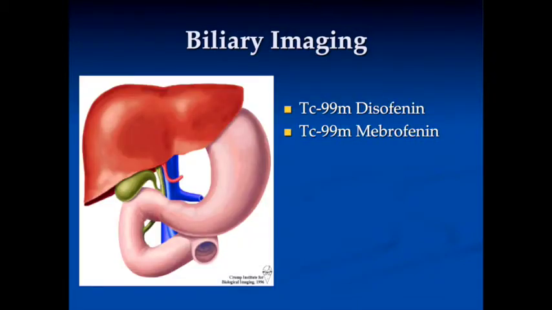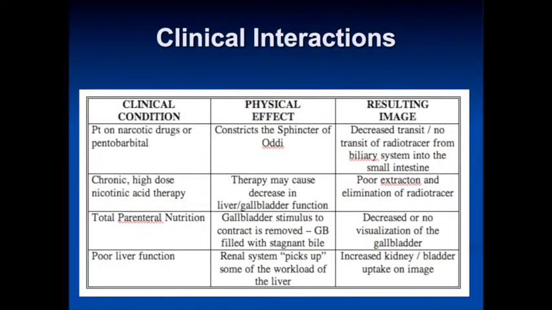In terms of biliary imaging, obviously we know there are a million different things that interact with the function of the gallbladder. Narcotics constrict the sphincter of Oddi and increase the backflow into the hepatobiliary system, which can show up as if the gallbladder is not dumping, which could look like a blockage. Nicotinic acid, we don't use that terribly. TPN, we already know about gallbladder stimulus.